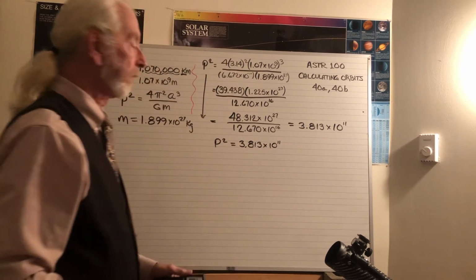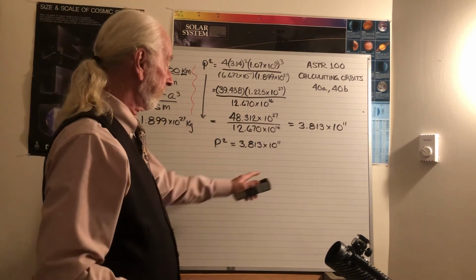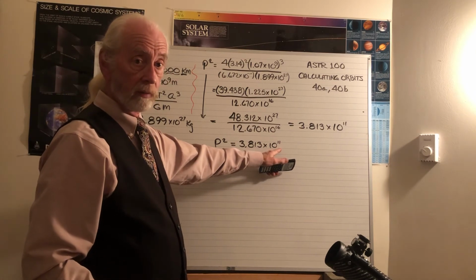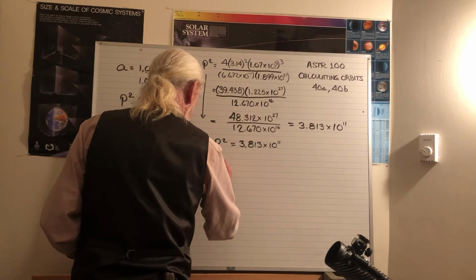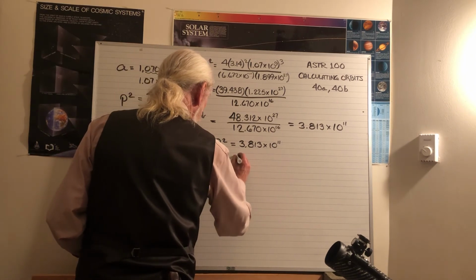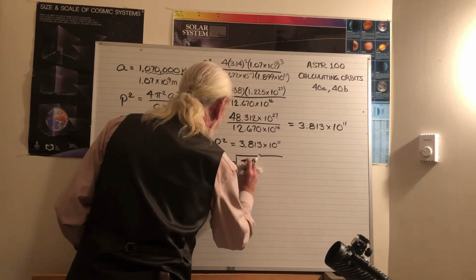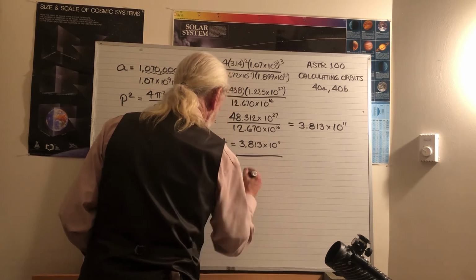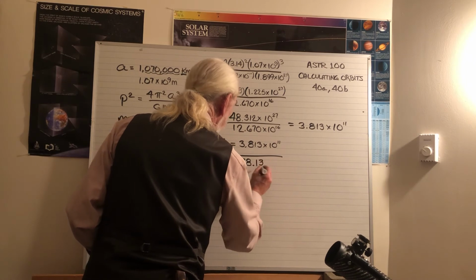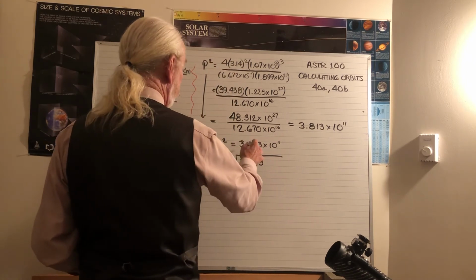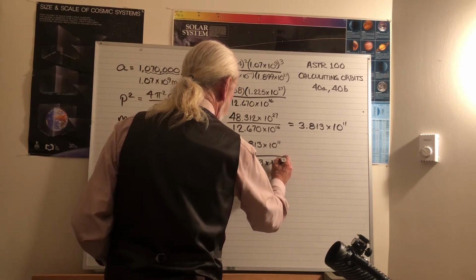But I don't want p squared, I want just plain p. How do you unsquare something? You square root it. But wait a minute, I have an odd numbered exponent here, so I'm going to cheat. P is going to equal square root of 38.13. All right, I moved my decimal to the right. That means my exponent goes down, 10 to the 10th.